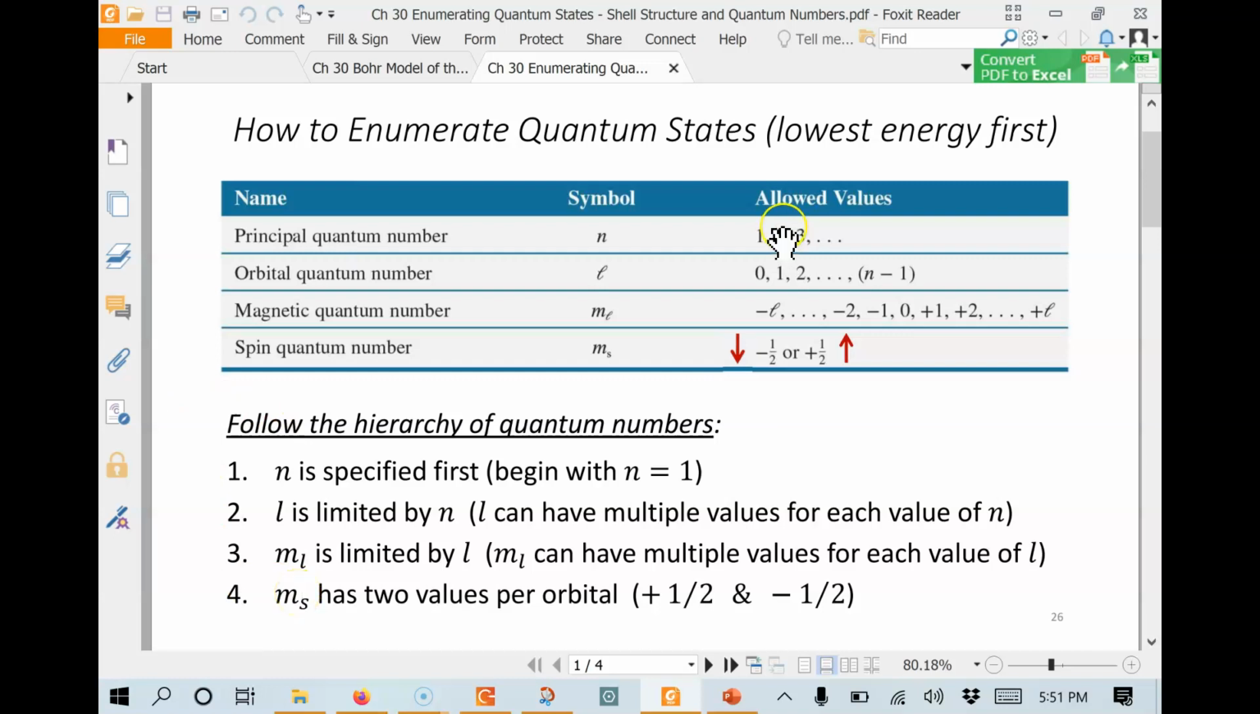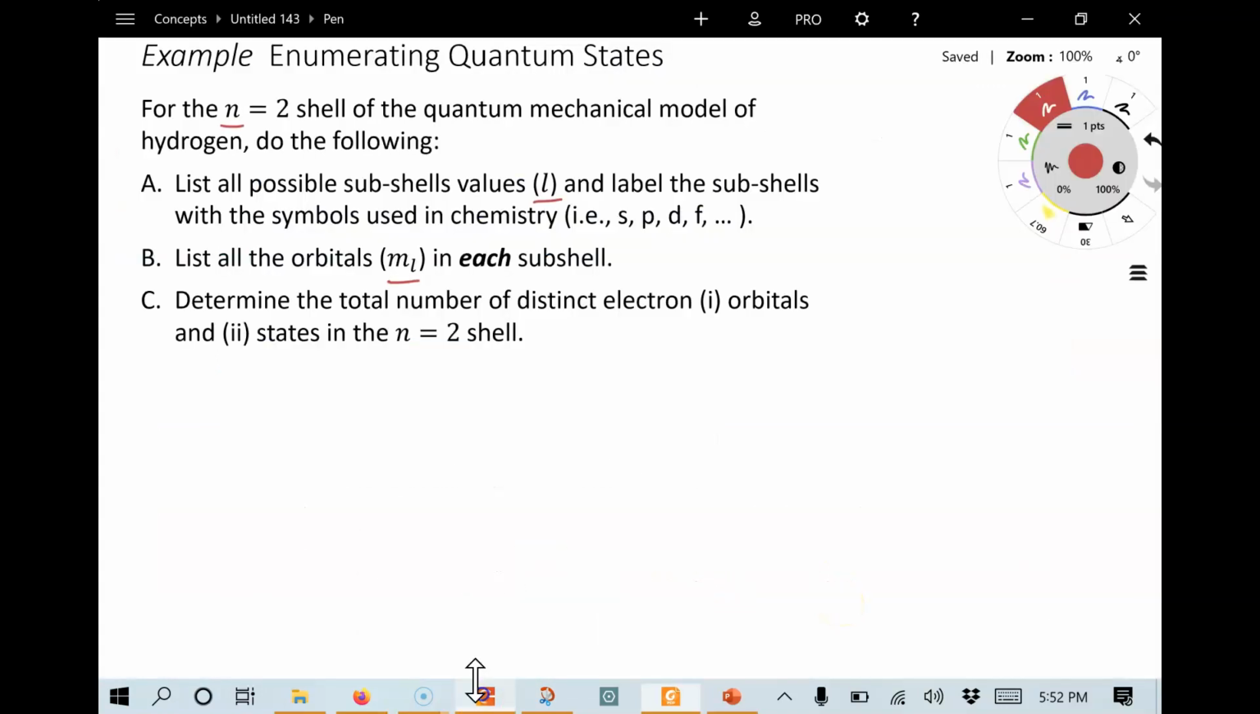First, you figure out what N is, then you know what possible values of L you can have. M sub L, the magnetic quantum number, the values of M sub L you can have for each value of L, depends on the value of L here. And finally, we have M sub S, a final quantum number, which is two different spin states of the electron. So for the n equals 2 shell, and when we say shell, we mean all of the quantum states that have n equals 2, we want to figure out in part A, what are the possible subshells? Subshells are all the quantum states with a given L value.